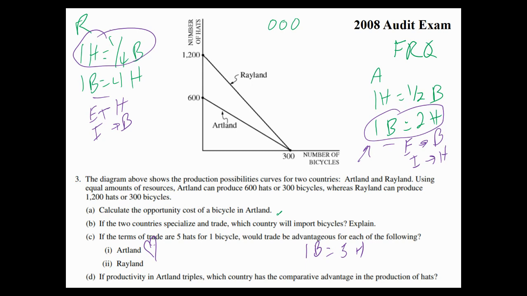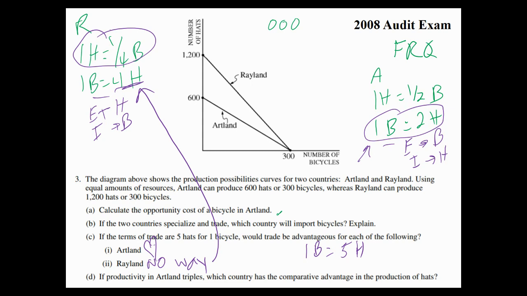But would Raylan like that? Heck no, because why would he trade for 5 hats? It cost him 4 hats to make a bike. Why would he want to make 5? It would be cheaper for him to make his own bikes, because here the trade is costing him 5 hats for one bike, where on his own, it only costs him 4 hats to make a bike. Okay.